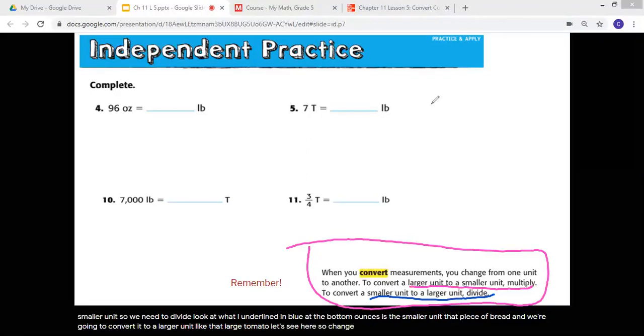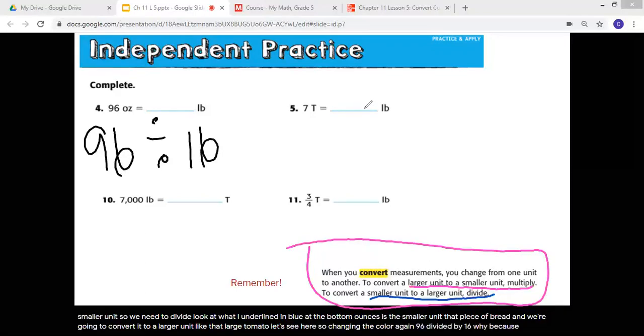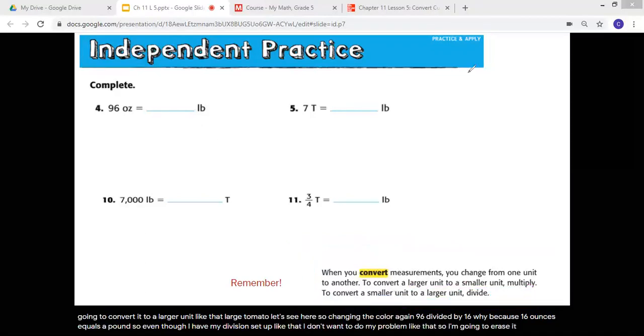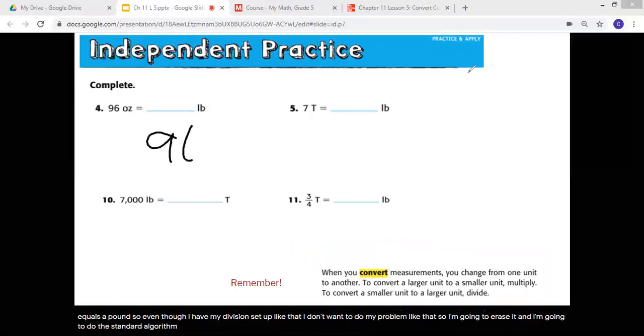So, 96 divided by 16. Why? Because 16 ounces equals a pound. So even though I have my division set up like that, I don't want to do my problem like that. So I'm going to erase it, and I'm going to do the standard algorithm.